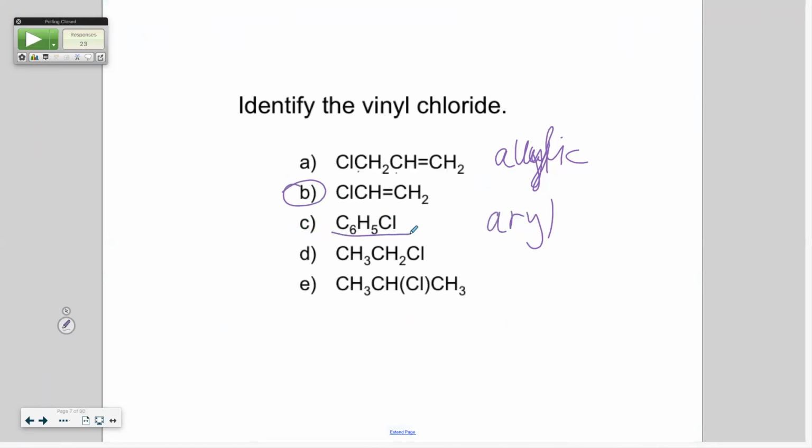What is D? And what is E? What kind of halogen? Halide.